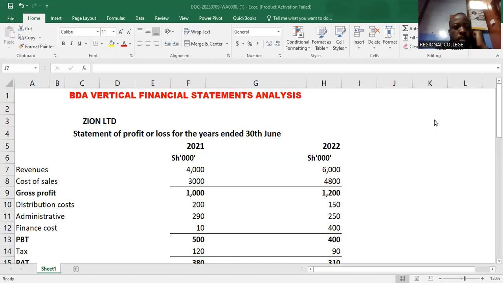So let's look at the vertical financial statement analysis, or sometimes we can call it the common size analysis. So under the common size analysis, you are given the financial statements for the income statement.